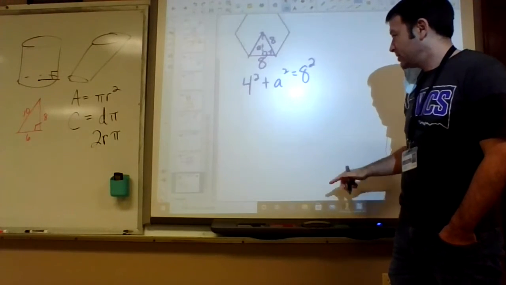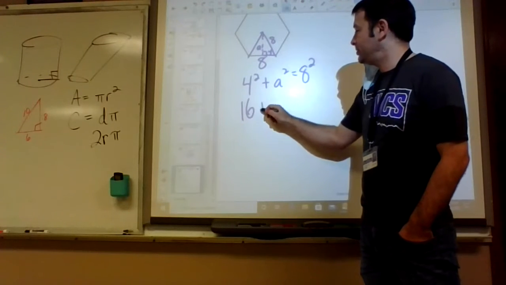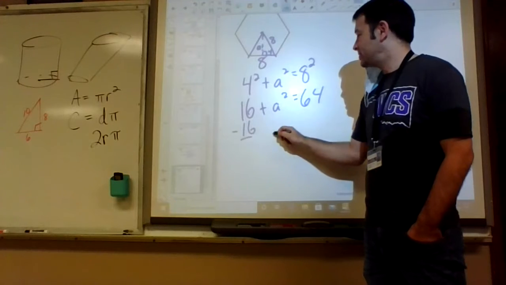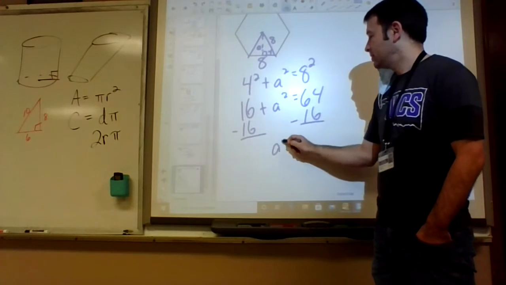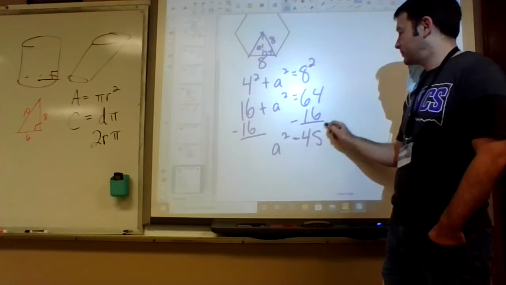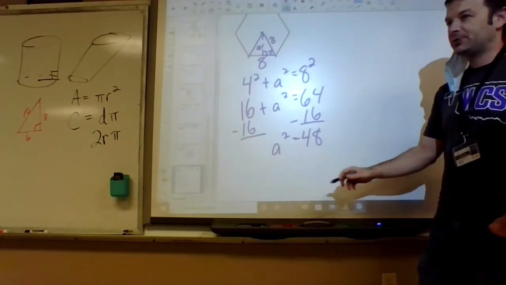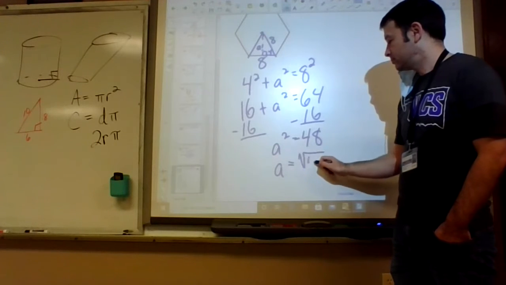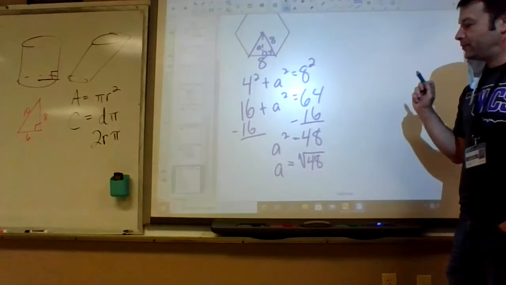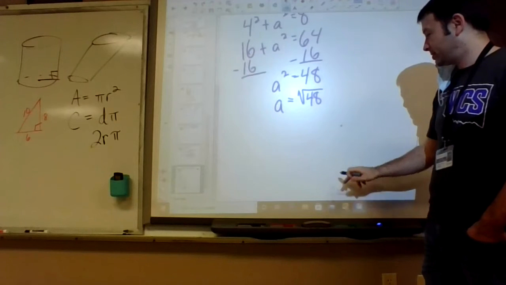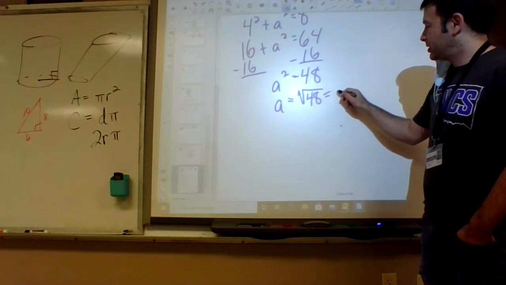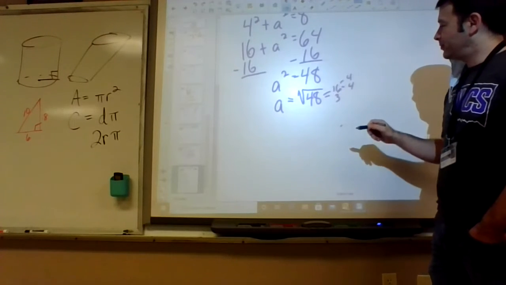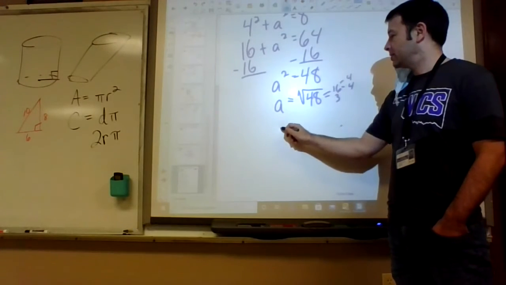Okay. So we got 16 plus a squared equals 64. Subtract 16. A squared is 48. If a squared is 48, what's a? Square root of 48, which is 4 square root of 3. It's got a double 4 in it, so it is 4 square root of 3.